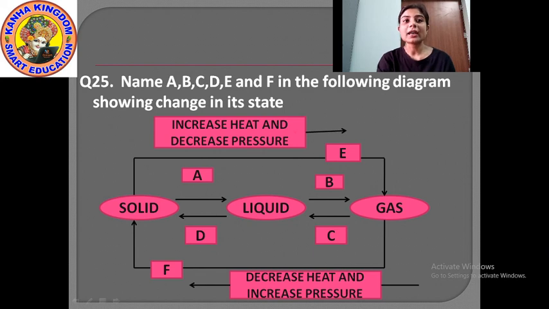Okay. A, solid is changing to liquid. And B, liquid is changing to gas. Again, gas is changing to liquid, and again, liquid is changing into solid. And then, E, can you see the arrow? Solid is directly changing to gas. And again, F, gas is directly changing to solid.